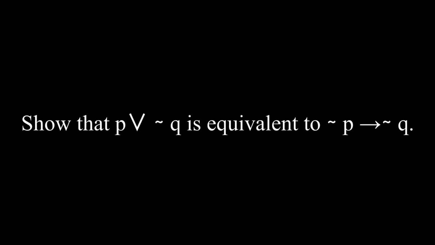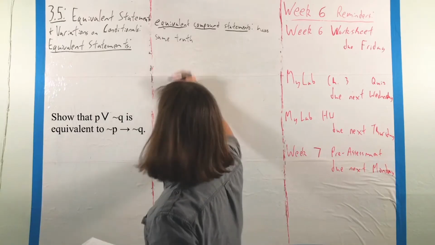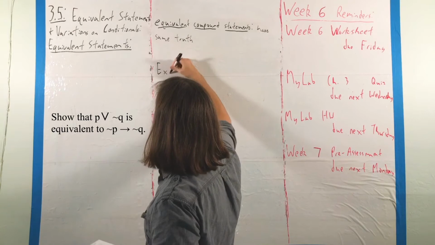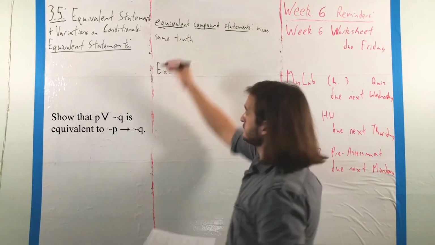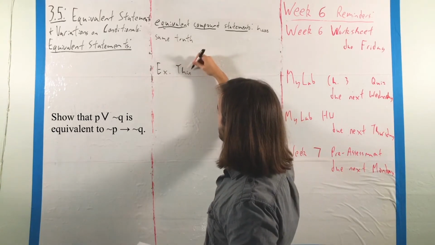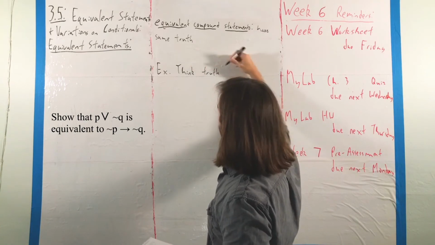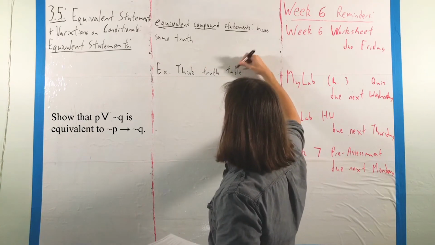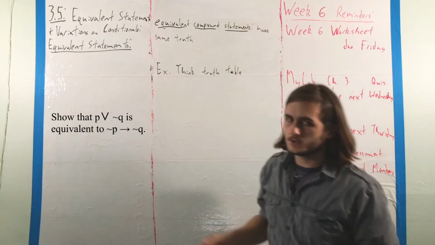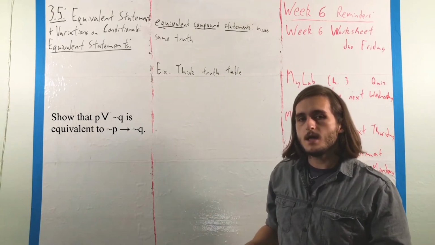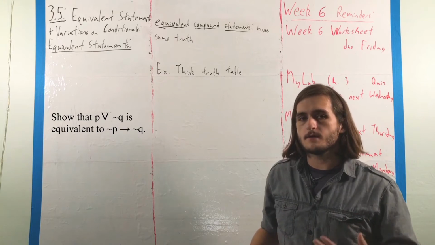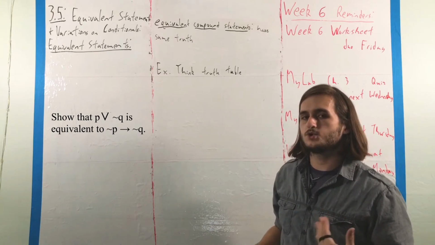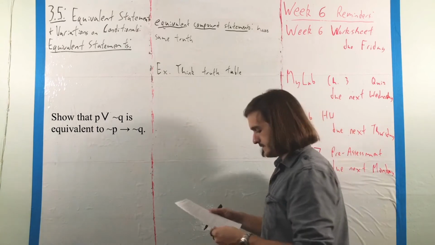Now what we're going to do is show that the statement P or not Q is equivalent to the statement if not P, then not Q, where what we have to do here is think in terms of truth tables. Because the truth table is our best way to take all of the possible options that we have for a statement and figure out if the truth values are consistent.